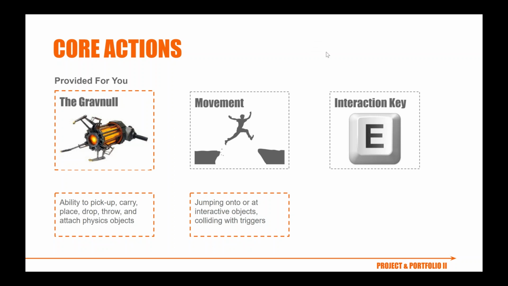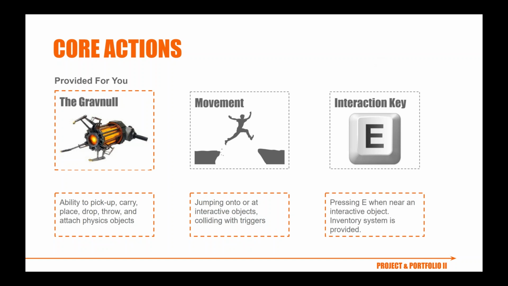And then finally, the interaction key. So walking up to something and pressing E. This is the core interaction key of Scraps, and you can do a lot with this one. You walk up to something and press E, and animations play, or something happens as a result of that interaction. This is also how our inventory system is used.